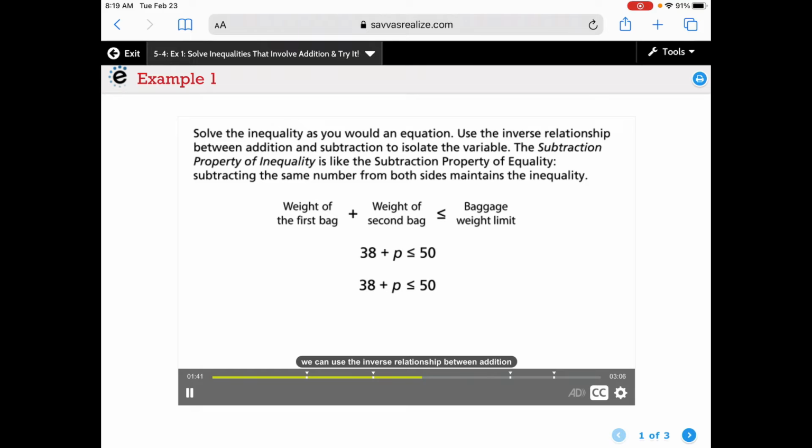Okay, so I'm going to do that here first now. And we're going to get the p by itself, so we subtract. All right, so as we subtract, we'll see that p is less than or equal to 12. So the bag has to be less than or equal to 12 in order for us to get on the flight.